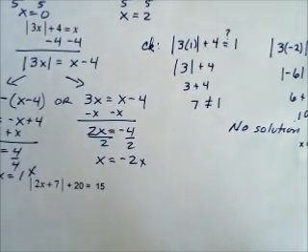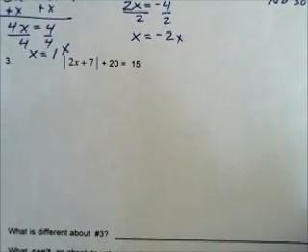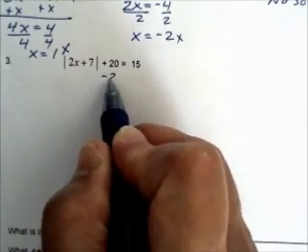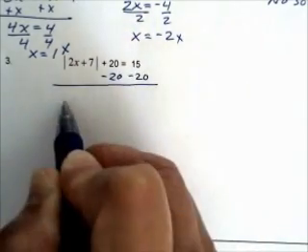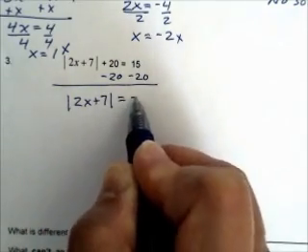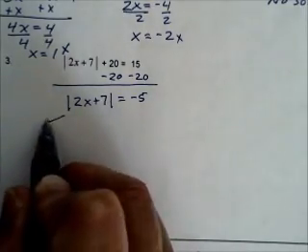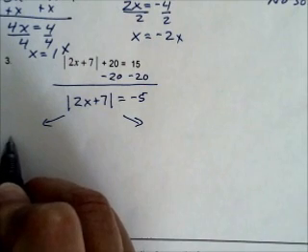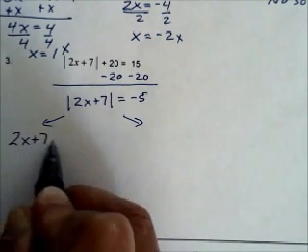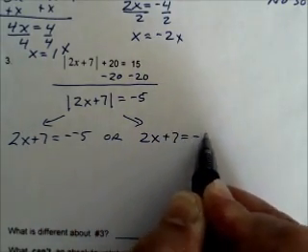And our last one, the absolute value of 2x plus 7 plus 20 equals 15. We'll subtract 20 from both sides to isolate the absolute value portion of our equation, and we get negative 5 on the right side. Now think of that for a minute. Let's continue on. 2x plus 7 equals negative negative 5, or 2x plus 7 equals negative 5.